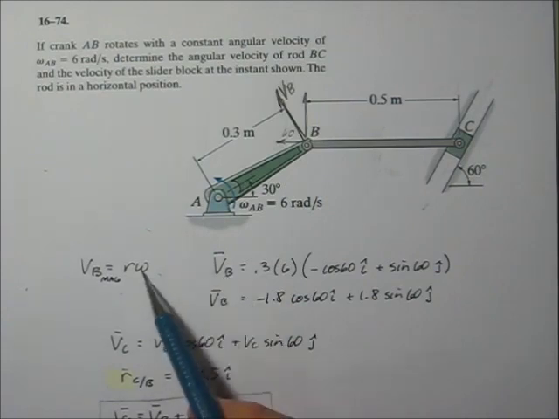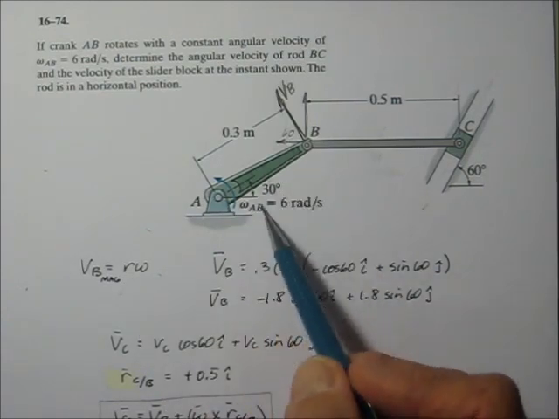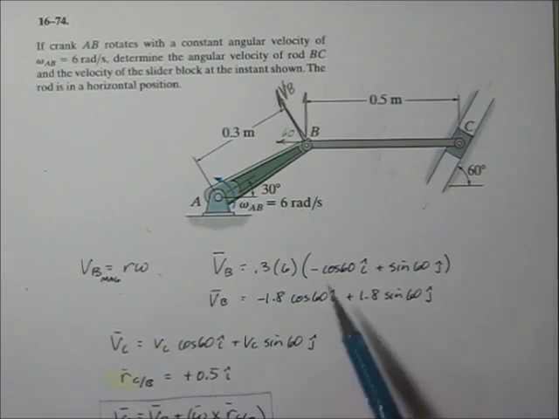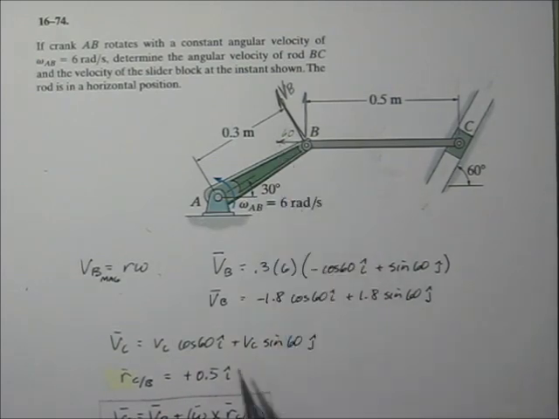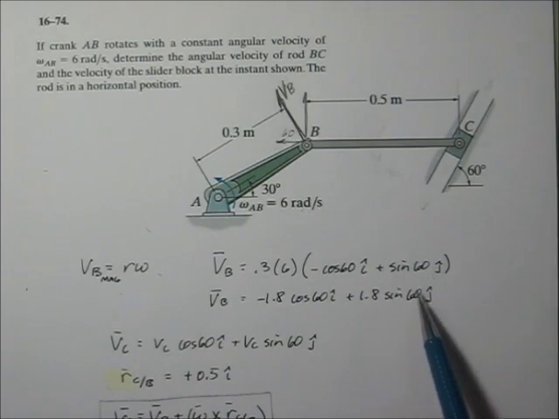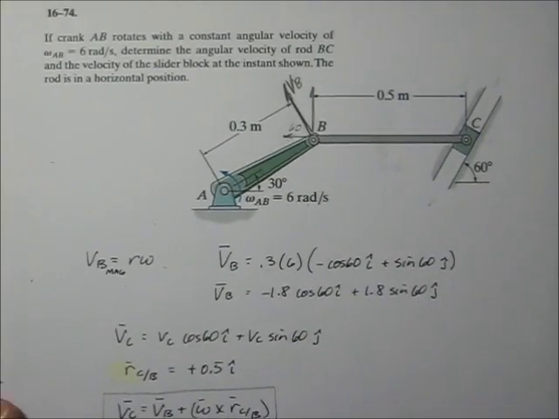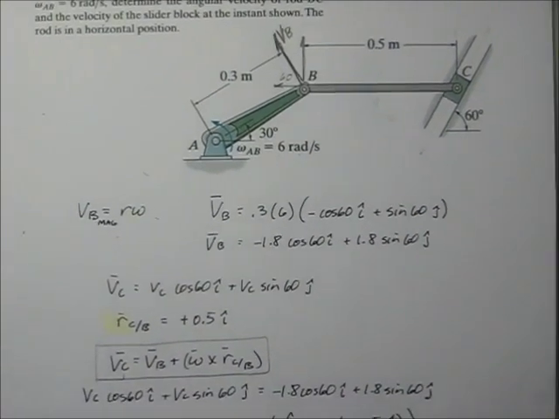So I'll just write that down. VB is going to be r omega, that's the magnitude, which is 0.3 times 6 radians per second. And then the direction is going to be minus cosine 60 in the i, plus sine 60 in the j, and I can multiply that out. All right, how about the velocity of C?